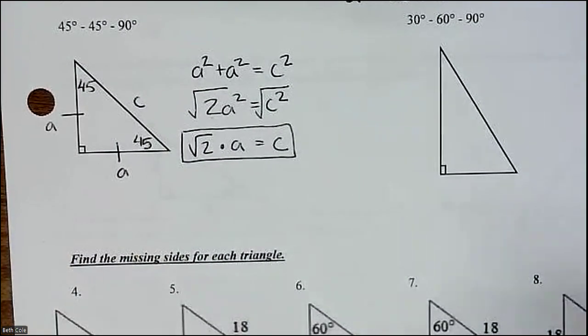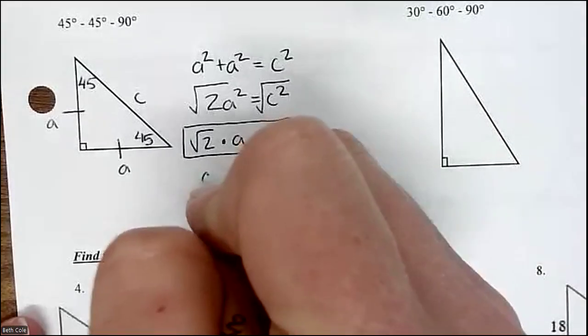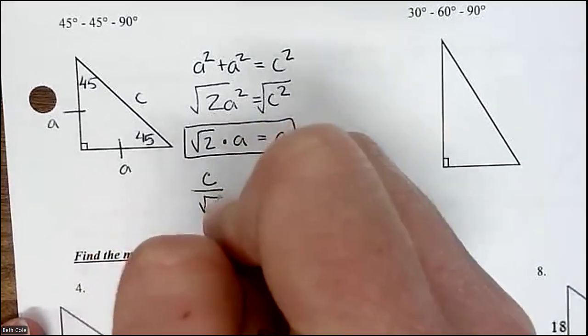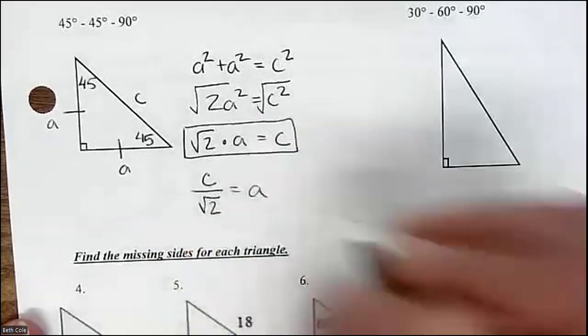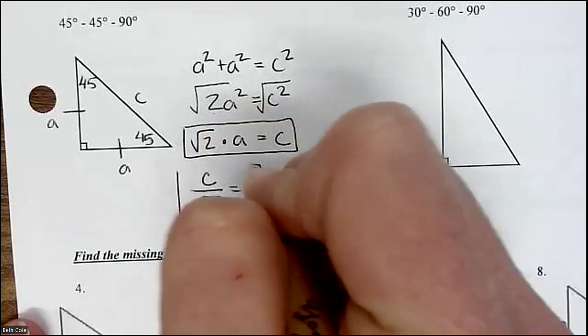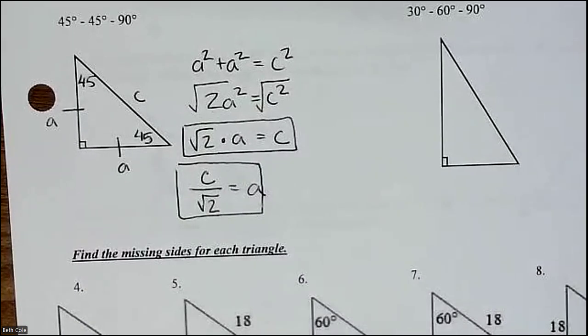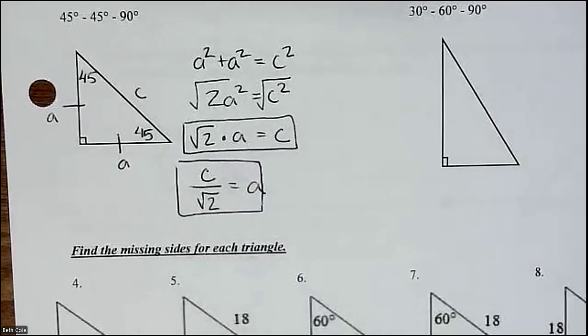Multiplying gives you the bigger number. If you do that backwards, if you take C and divide by square root of 2, you get A. So to get to the bigger side, you multiply. To get to the smaller side, you divide. Let's try a couple down here before I show you the other one, because I don't want to overload you.